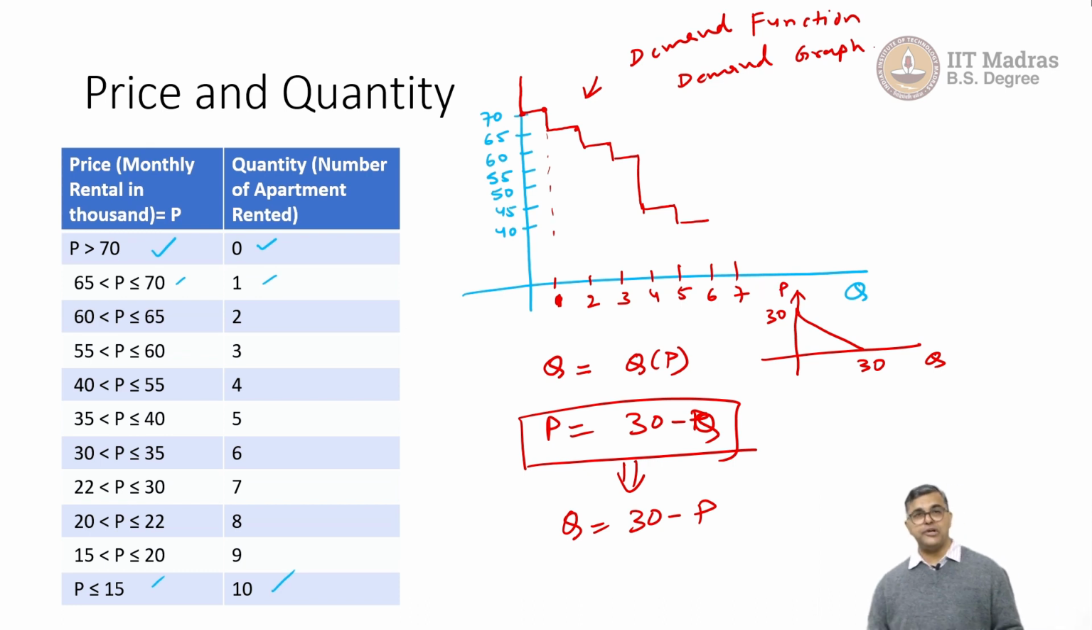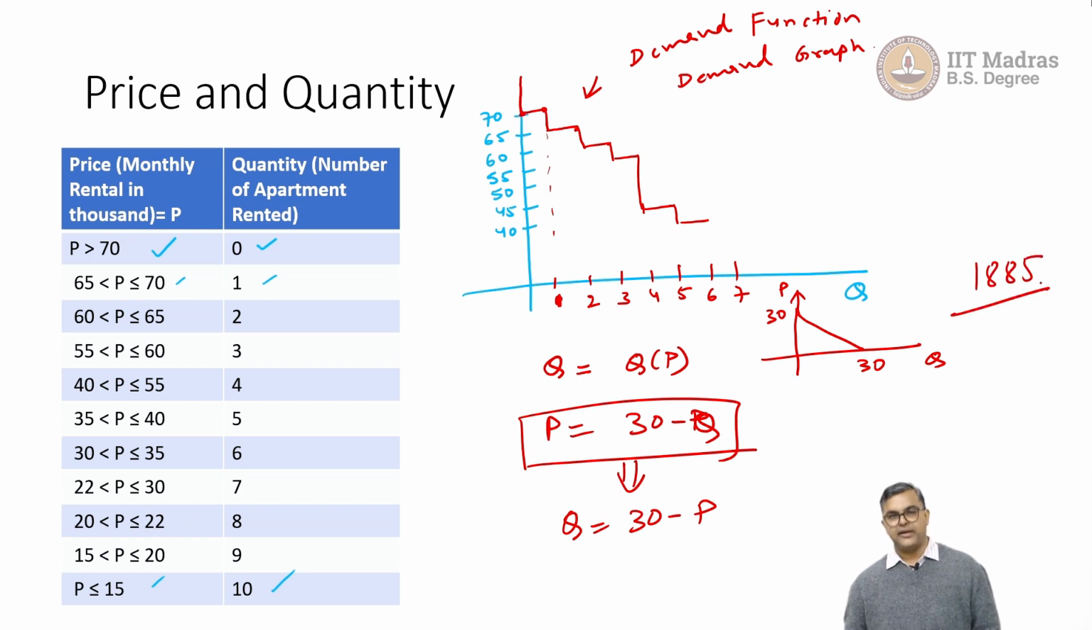One reason I will tell you immediately for why P is on the y axis and Q is on the x axis: the first textbook of economics came in 1885. It was called the Principles of Economics. Alfred Marshall was the writer and he drew the curve like this. So we are continuing with that convention, but there is a more important mathematical reason to it that we will learn later on. So this is the way we get the graph.